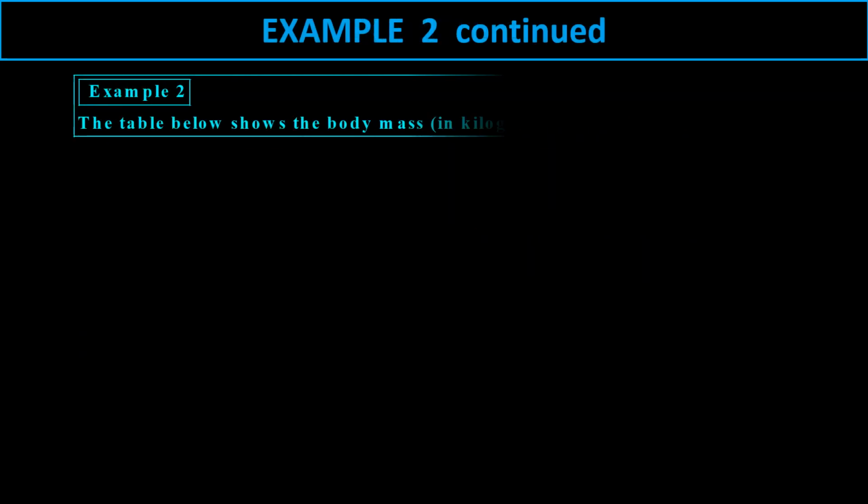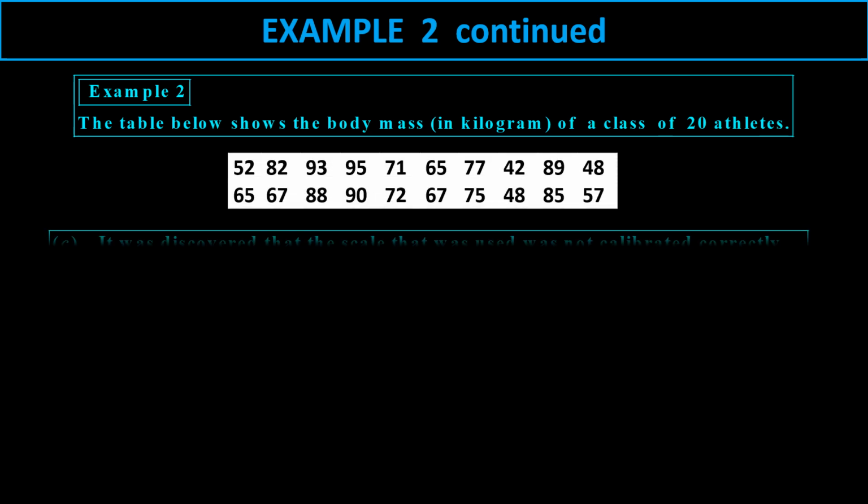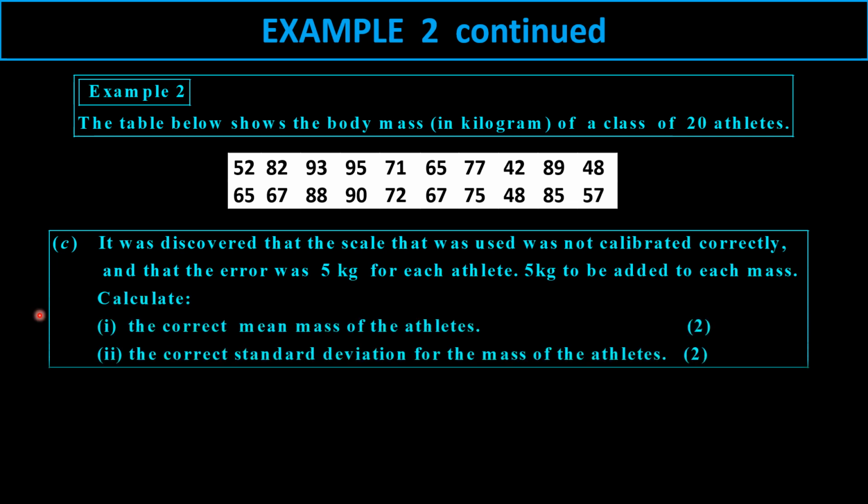Now let's look at the third question here of example number 2. There we have our data again, just for easy reference. And this is the new information. It was discovered that the scale that was used was not calibrated correctly, and the error was 5 kilograms for each athlete. Normally they set the scale exactly at 0. Maybe the scale was not set at 0, it was set below 0. So there's an error of 5 kilograms. So they underweighed them, 5 kilograms for each one. For example, instead of 52, that needs to be 57, instead of 65, 70, etc.